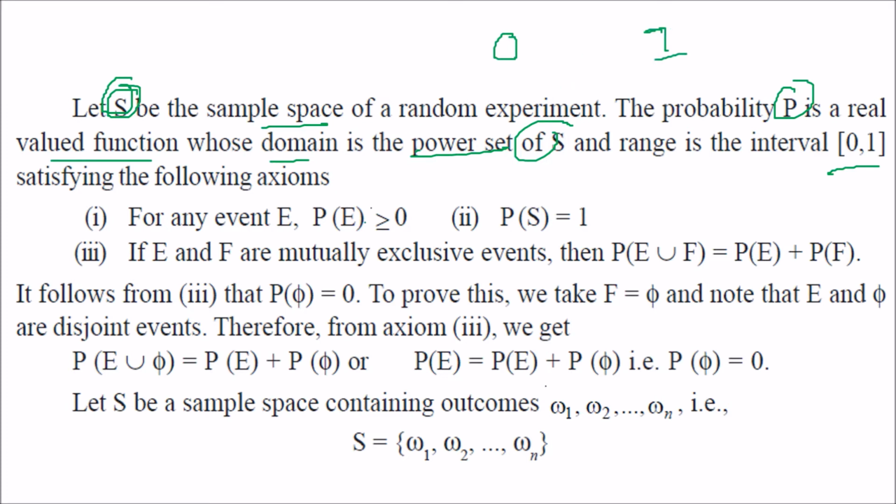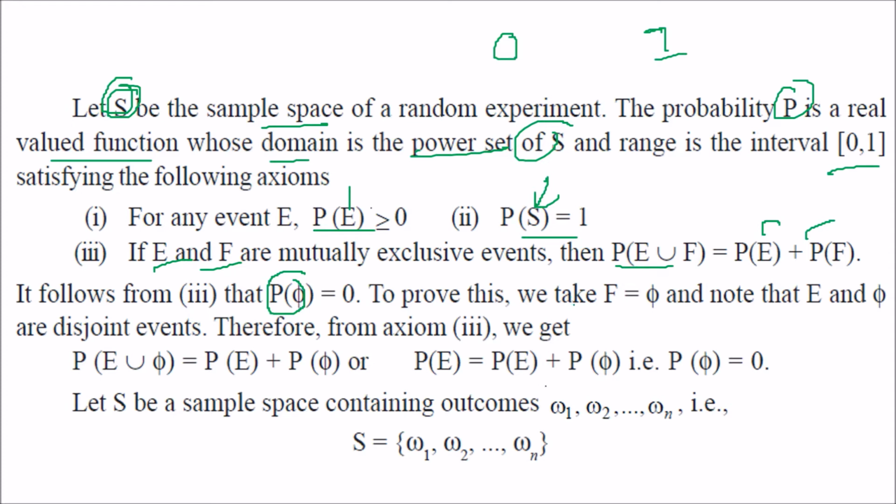So for any event, the probability of the event has to be greater than or equal to 0. If you take the probability of the sample space, it will be equal to 1. And if E and F are mutually exclusive, that is, they are not going to happen together, then P(E union F) is P(E) plus P(F). And also P(phi) is equal to 0.